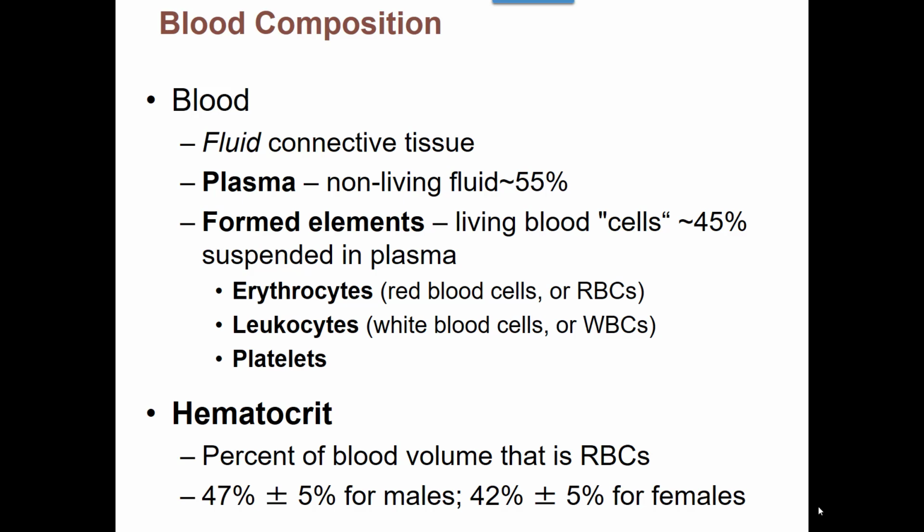And we have platelets. Now the leukocytes and the platelets, if we spin our blood down, are found in what's called the buffy coat part of the blood. Hematocrit is the percentage of what actually is in there for red blood cells. Red blood cells make up about 47% of blood volume in males and about 42% in females. And we'll talk a little bit about why there's that difference in percentage of red blood cells, male versus female.